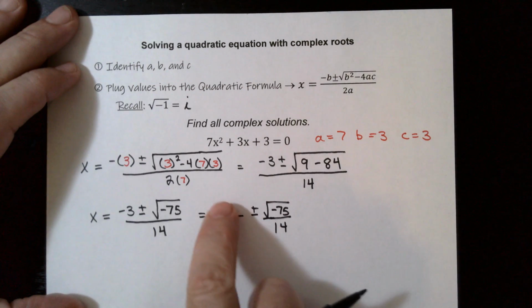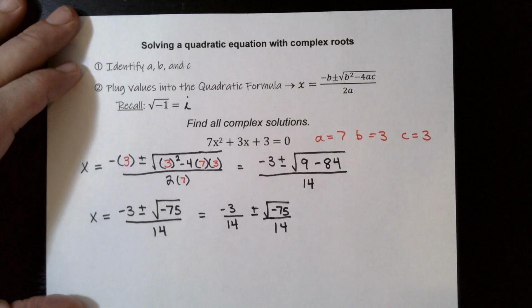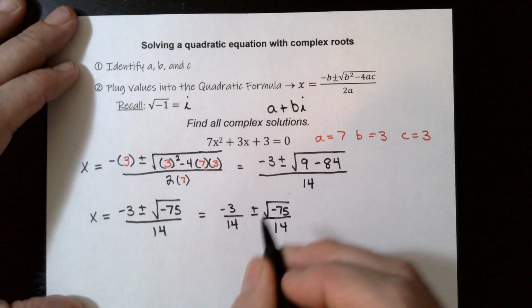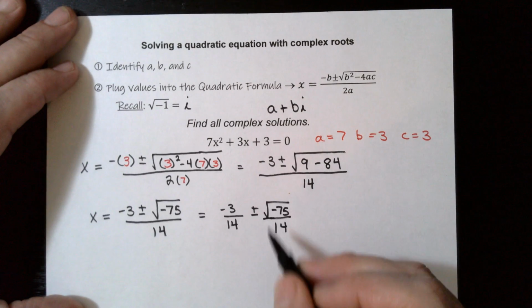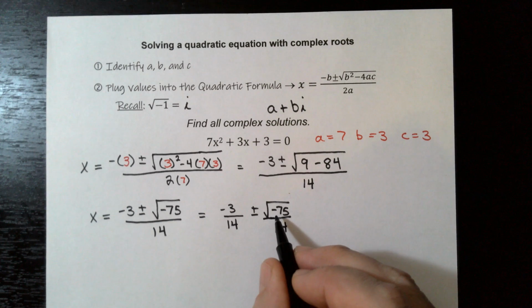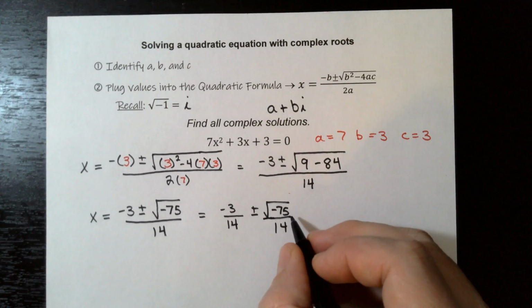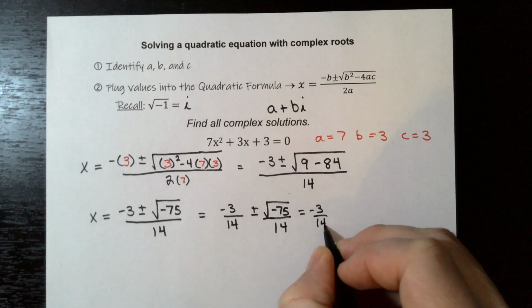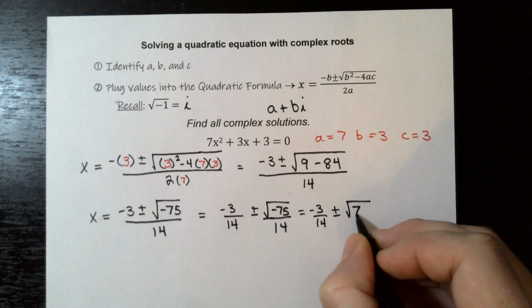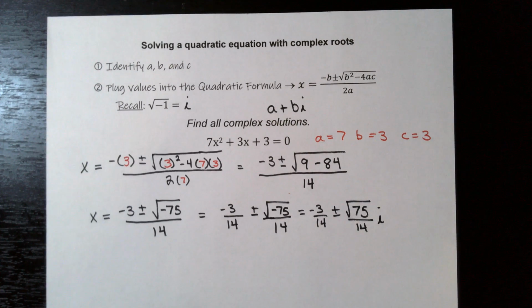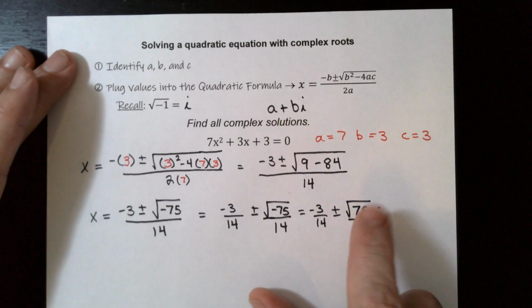So we'll have an a plus bi. That's how you want to write a complex solution. You want it to be written as a plus bi, so the real number comes first, and the number that has i in it comes second. Okay, so this one is going to have an imaginary number because we do have a square root with a negative inside. So we're going to put an i out here on the next step. So that will be equal to negative 3 over 14 plus or minus the square root of positive 75 over 14, and then I'll put the little i right there. Okay, a plus bi.